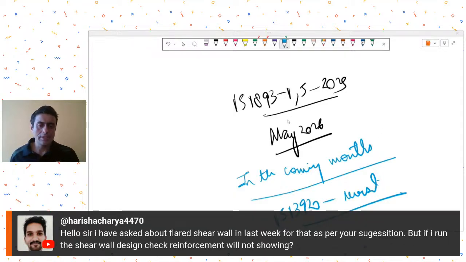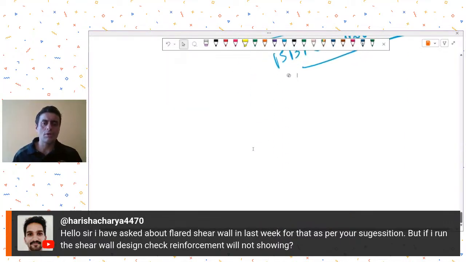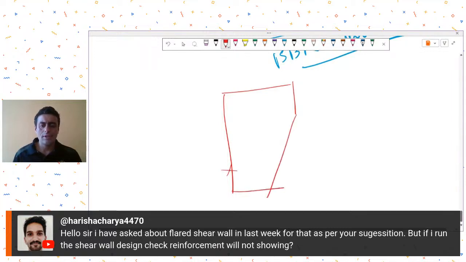Mr. Harish Acharya is saying, I have asked a doubt about flared shear walls last week, as per your suggestion. But if I run the shear wall design check, reinforcement will not be showing. No, you have to... I have not done flared shear walls myself. You have to try it out in elevation. If this is the type of flared shear wall you are getting in elevation, you assign one pier label to all of them. I think it should give you the reinforcement. I don't see why it will not give you reinforcement.